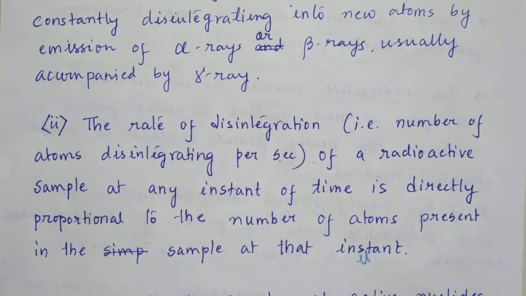disintegration will be highest. With passage of time, those atoms are constantly disintegrating, decaying, so the number of undecayed atoms gradually decreases. As a result, the rate of disintegration also decreases. This is also known as the activity of a radioactive sample. Any radioactive sample is most radioactive initially, and with passage of time, the activity or the rate of disintegration of that sample gradually decreases.